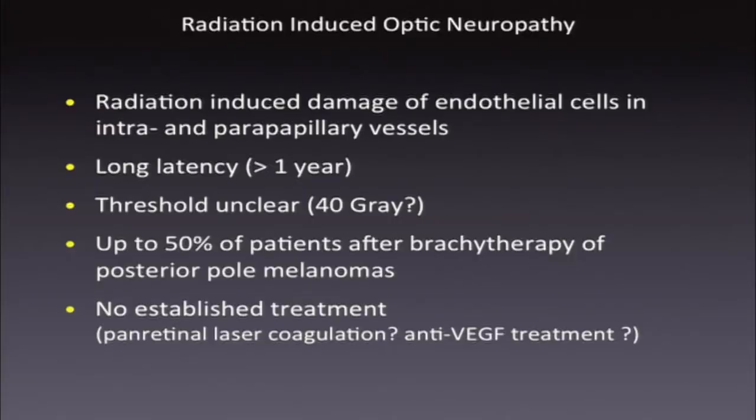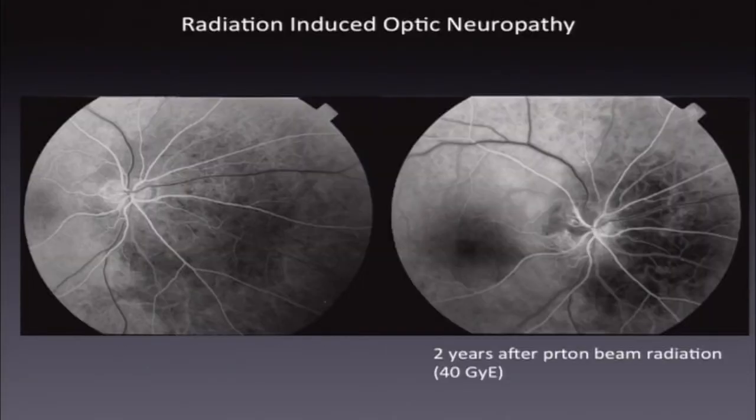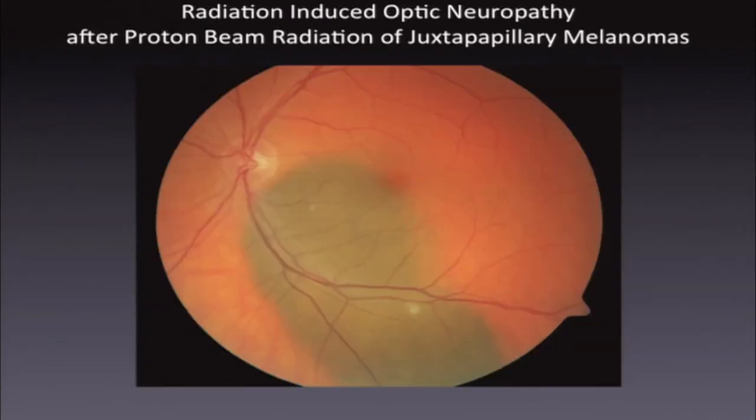And it may occur in up to 50% of patients who had brachytherapy of a posterior pole tumor. This is a patient who had a juxtapapillary melanoma in his only eye. So this patient was treated with a relatively low dose of 40 grays, but even that low dose of 40 grays proton treatment resulted in vascular damage and vascular occlusion close to the optic disc and radiation-induced optic neuropathy.